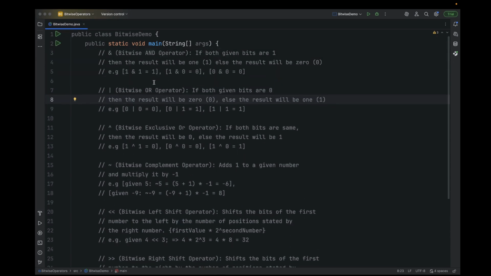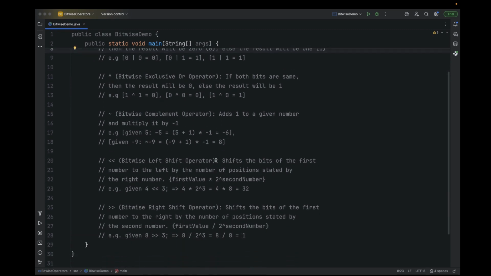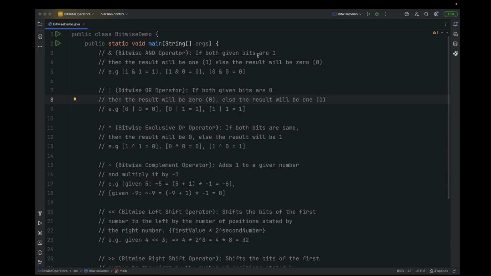The first one is the bitwise AND operator. The second is the bitwise OR operator. The third, the bitwise exclusive OR operator. Then the bitwise complement operator. Then the bitwise left shift operator. And the bitwise right shift operator. So we are going to be discussing them one after the other. It is very important that you understand how they all work. They are used to manipulate the individual bits in a whole number.